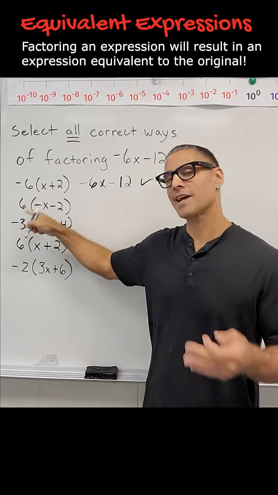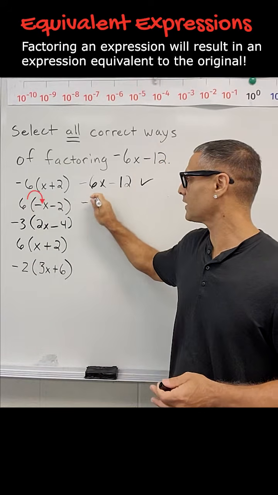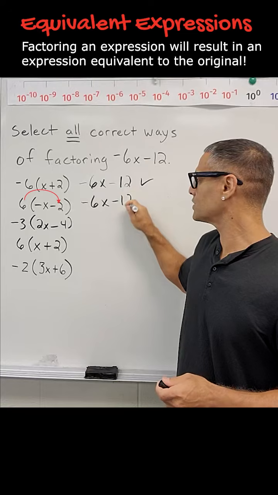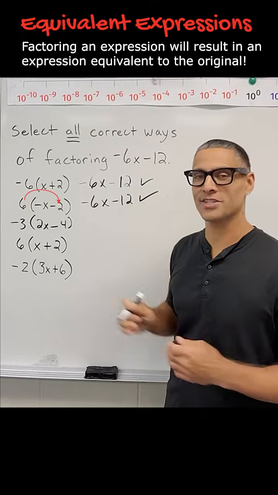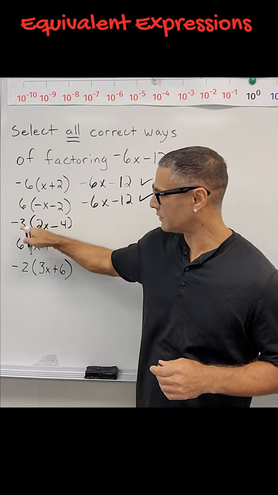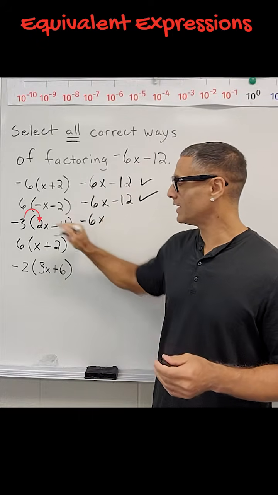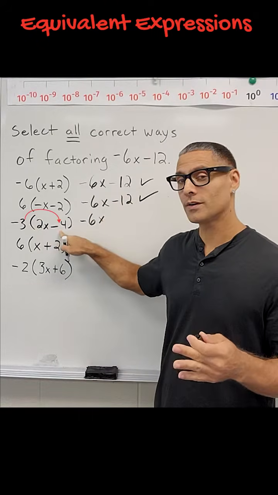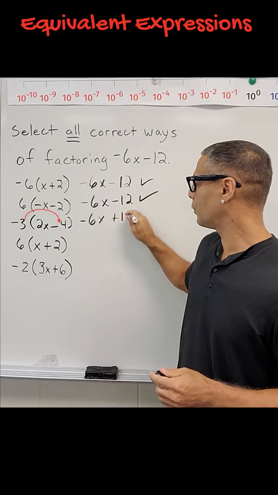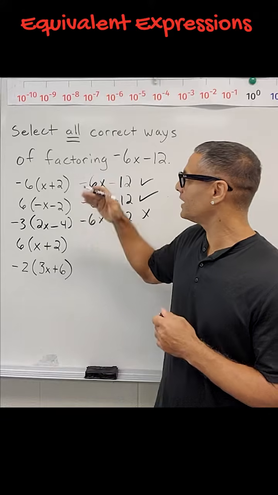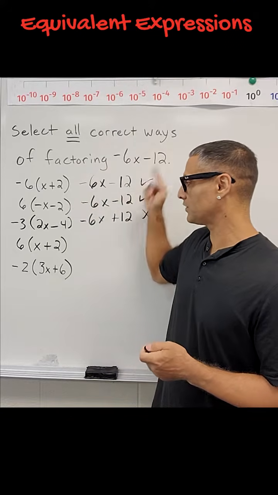All right, here we have 6 times negative x, which is negative 6x. And 6 times negative 2 is negative 12, which is also equivalent to the original. All right, here we have negative 3 times 2x, which is also negative 6x. However, negative 3 times negative 4 makes positive 12, which is not equivalent to the original. Therefore, it is not a correct way to factor this out.